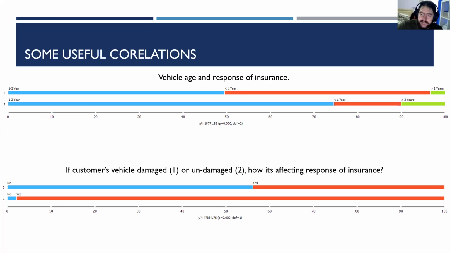On the bottom graph, we see that customers who have damaged their car in the past will be more interested in having insurance, while undamaged car owners might have about a 57% rejection rate. The customers who have damaged their cars in the past will most likely be interested in insurance, having over a 95% acceptance rate of the insurance.